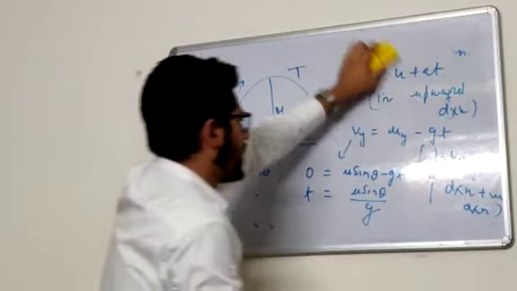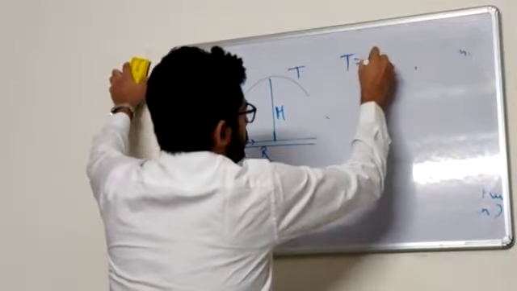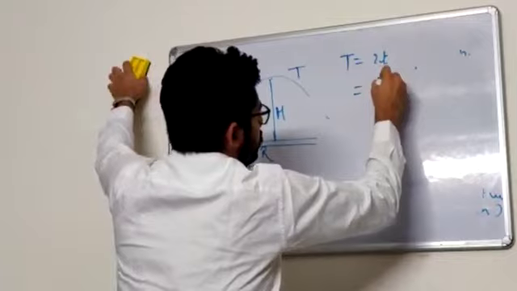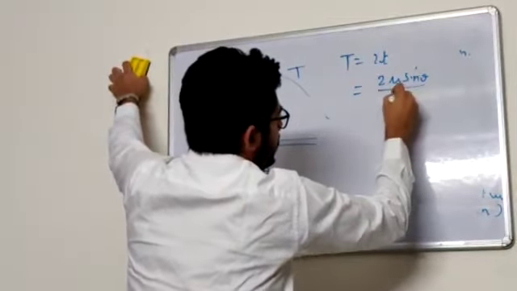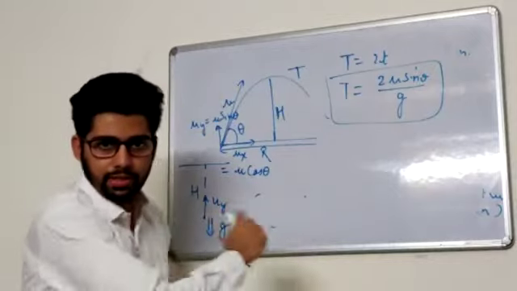That means the time of flight will be equal to 2 into t. So that will be 2 into u sin theta by g. So this is the formula which is very, very important. The students should remember this.